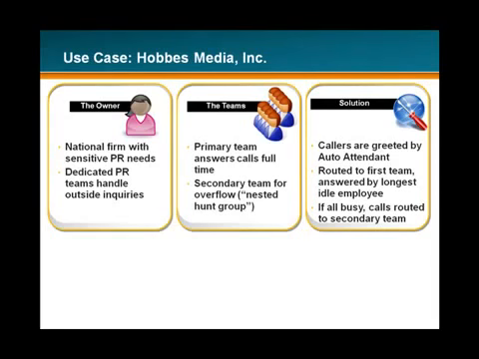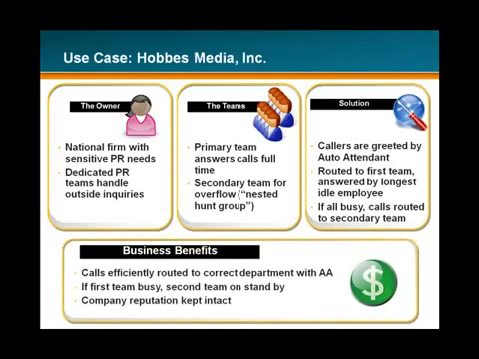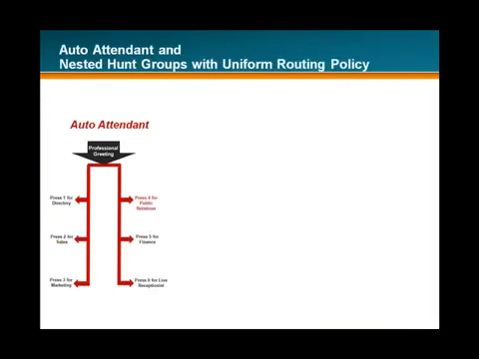Should all the members of the team be busy, or there is no answer in a predefined period of time, the call is then sent to the second team. This scenario is known as a nested hunt group. The benefit for Hobbs Media is that all calls are routed quickly to the correct department. They are then answered promptly by a live agent, even if the primary team is completely engaged, and Hobbs Media can continue to enjoy its reputation as the premier PR firm.